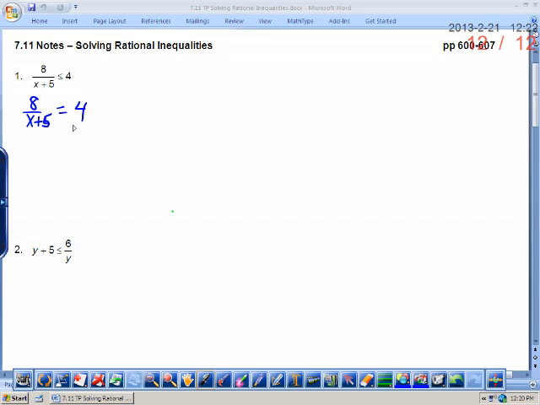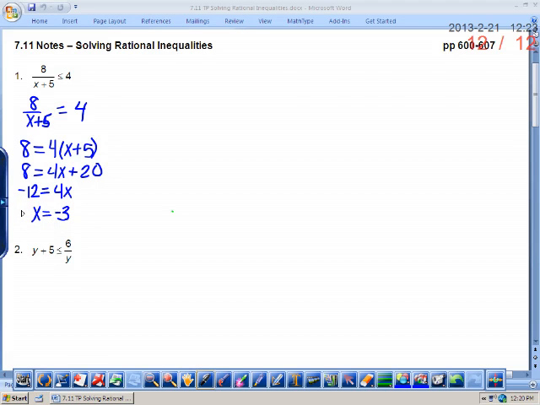Our process is to get a common denominator. What would our common denominator be? X plus 5. Do we need to do anything to the 8? No. So we have 8 equals, what do we need to do to the 4? All right, so everyone okay with that? All right, then we would distribute that 4, so we would have 8 equals 4x plus 20. Subtract your 20, so you have negative 12 equals 4x, and x equals negative 3.